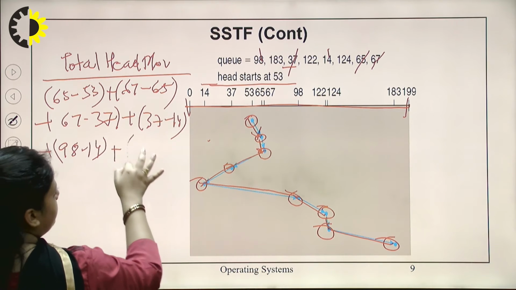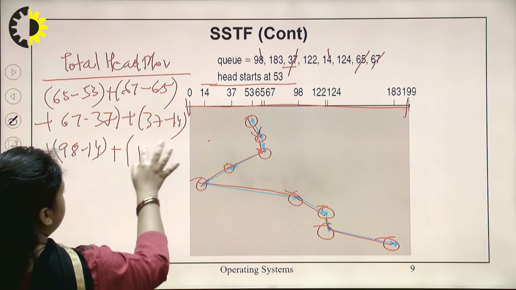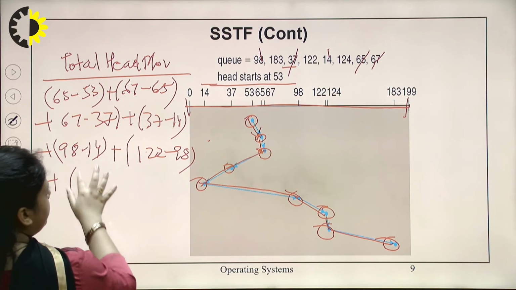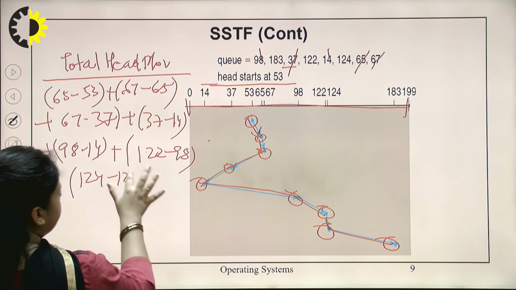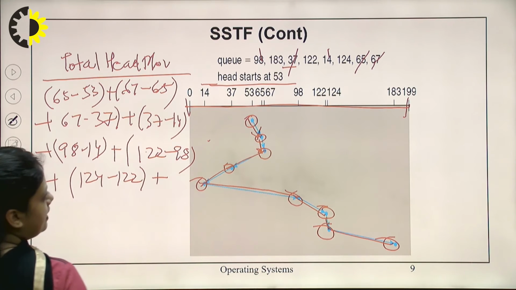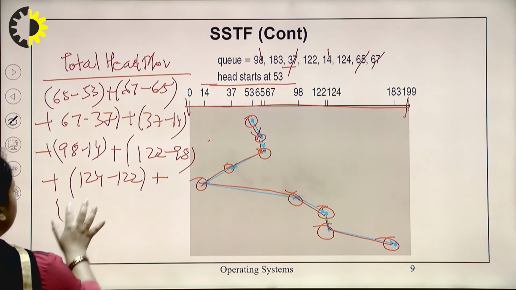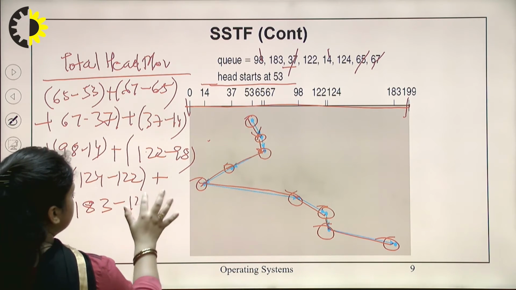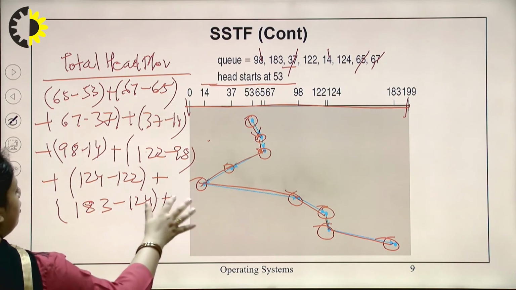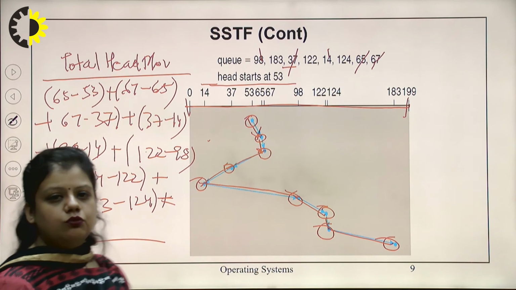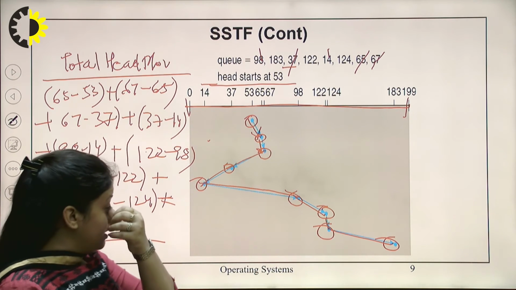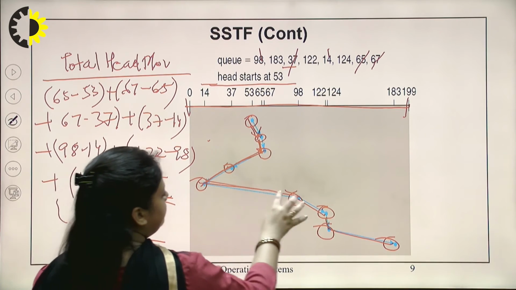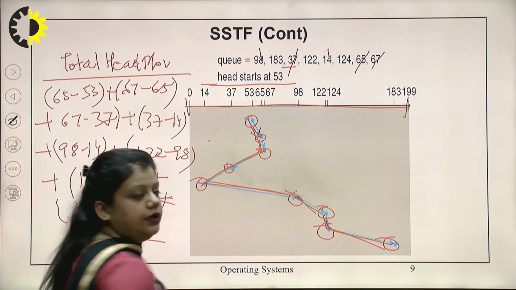Then from 98 it went to 122. So 122 minus 98. From 122 it went to 124. So 124 minus 122. And similarly, at last from 124 it went to 183. So it will be 183 minus 124. And the sum of all these will give us the total head movement. So these are the distances that we are adding up to calculate the total head movement.